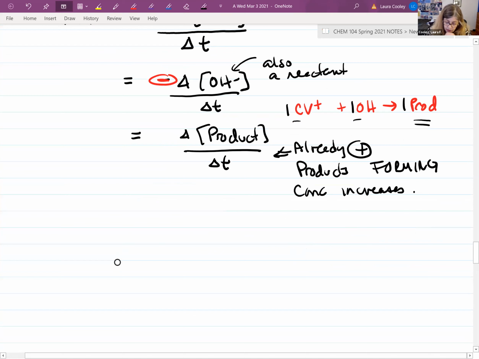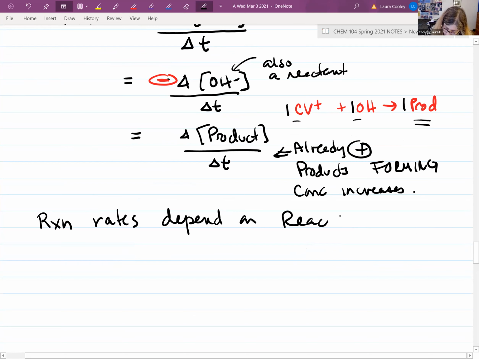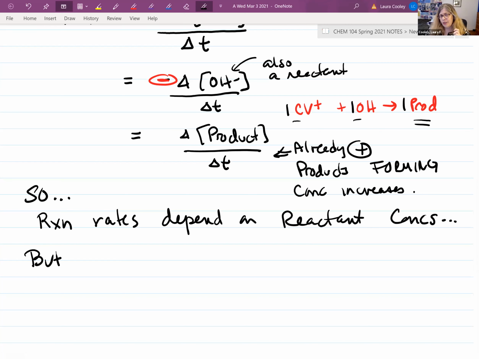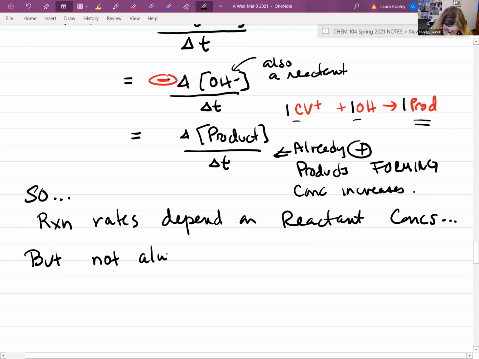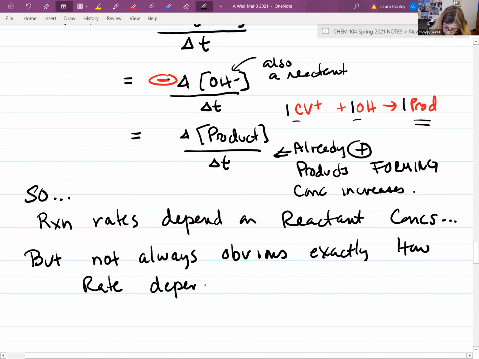So I said that reaction rates depend on concentrations of reactants. But often it's not obvious exactly how the rate depends on reactant concentration. So it's not always obvious exactly how rate depends on concentration.